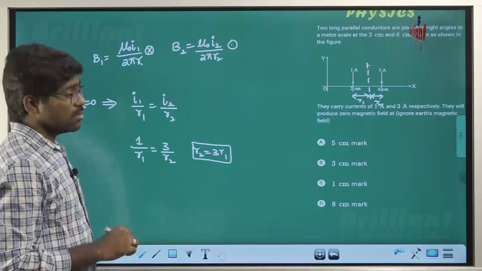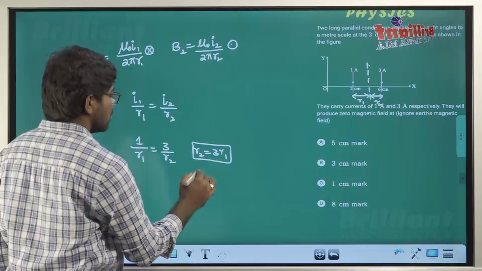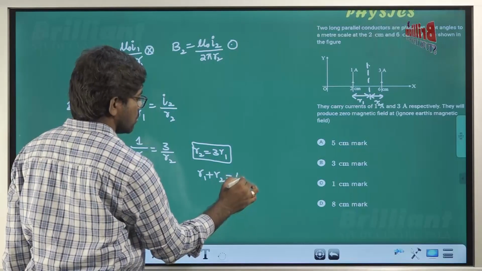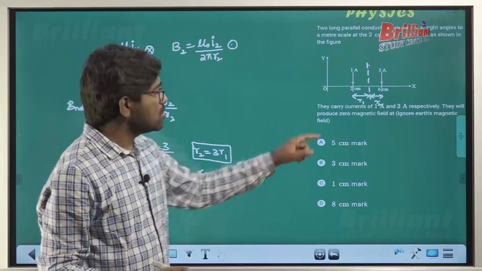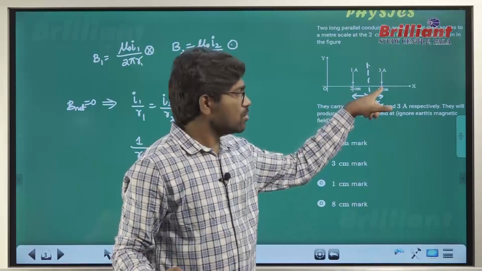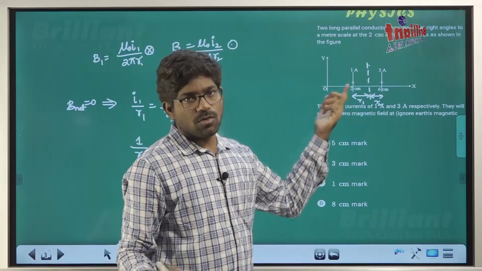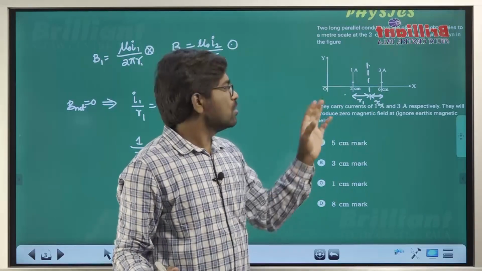R2 equals 3R1. And what is R1 plus R2? R1 plus R2 is 4, right? Yes sir. This is x equals 2. This is x equals 6. So what is this distance? 4. Okay everybody? Basic thing. This is 4.